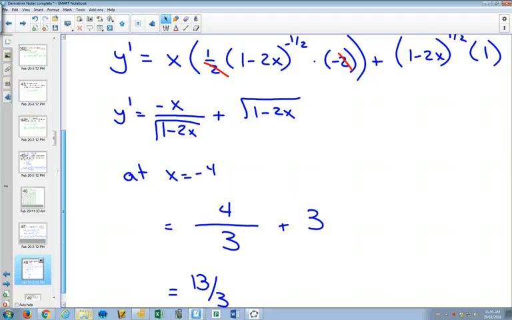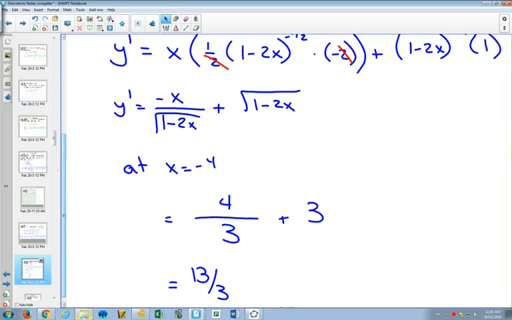At x equals -4, plug in -4. You're going to get 4 on the top of the fraction. When you plug in -4 there, the square root of 9, so you get 3. So you get 4/3 plus 3, and it's equal to 13/3.